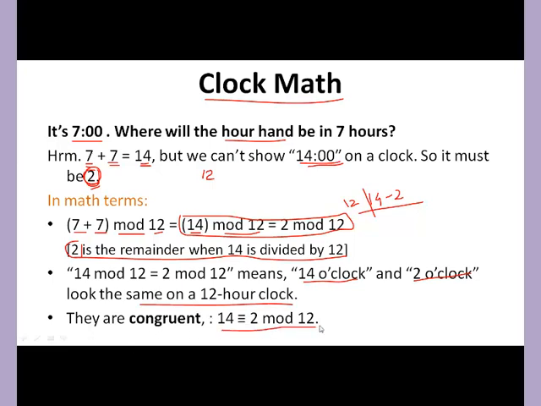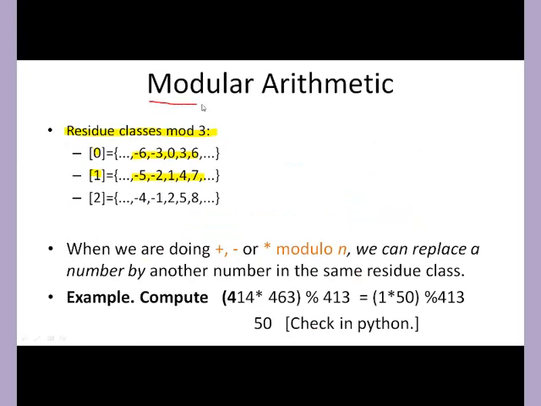Modular arithmetic. We have already discussed residue classes. So what happens with these numbers if you take modulo 3? We get remainder 0. With these numbers, remainder 1. With these numbers, remainder 2. There are only 3 possibilities with modulo 3 because there is no remainder 4. Now when we are doing these operations, plus, minus, multiplication over modulo n, we can replace a number by another number in the same residue class.